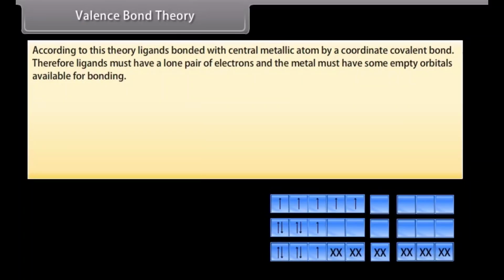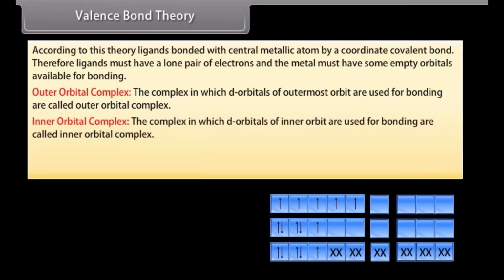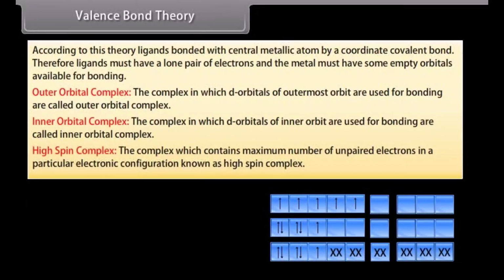For example, the formation of K4[Mn(CN)6] can be explained on the basis of valence bond theory. Outer orbital complex. The complex in which d orbitals of outermost orbit are used for bonding are called outer orbital complex. Inner orbital complex. The complex in which d orbitals of inner orbit are used for bonding are called inner orbital complex. High spin complex.